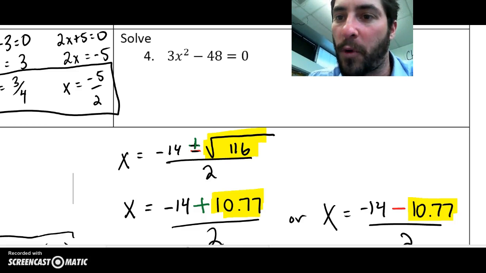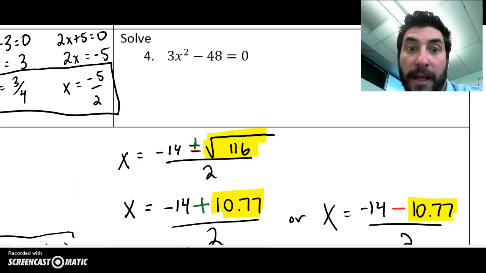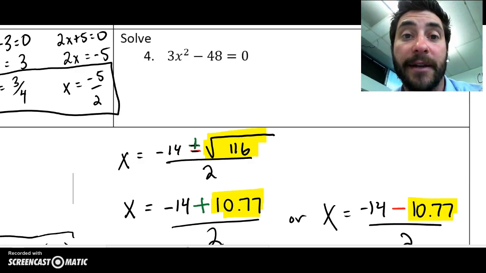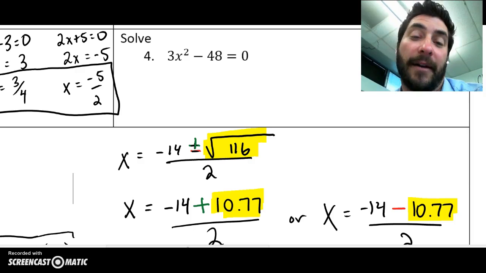We're going to take a look at number 4. So, like I said, we learned about the quadratic formula today. We know how to factor. We're amazing at that, right?